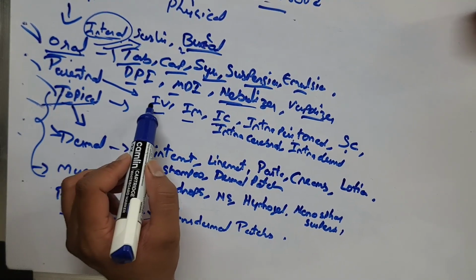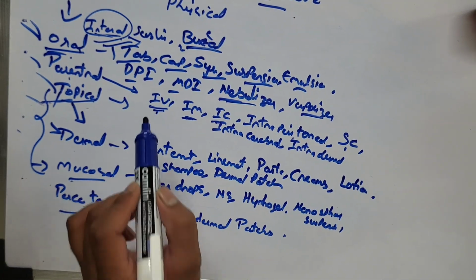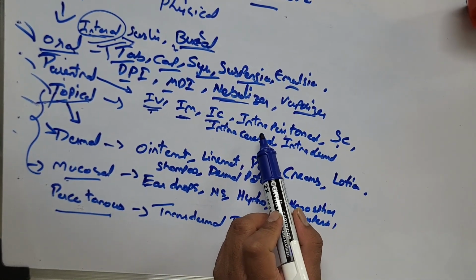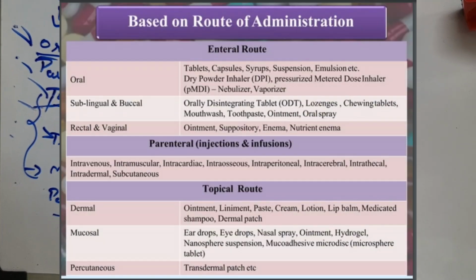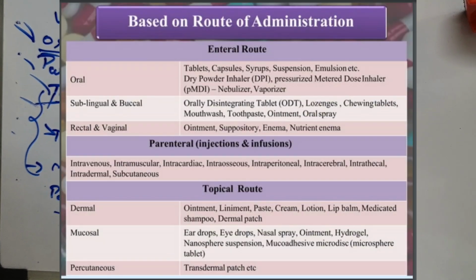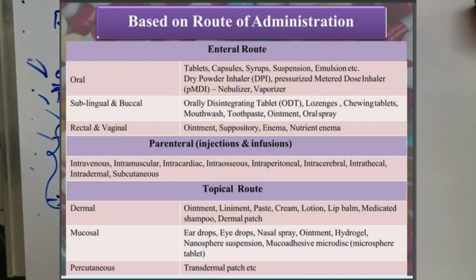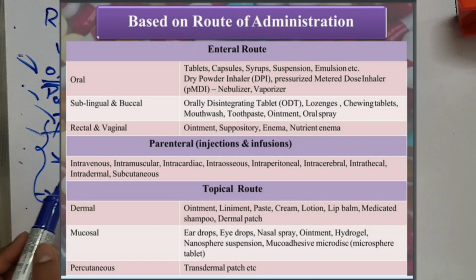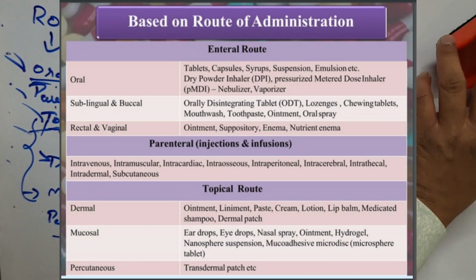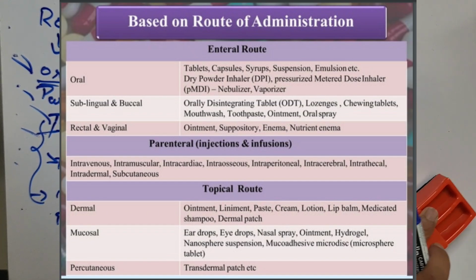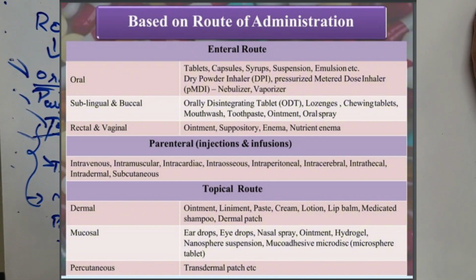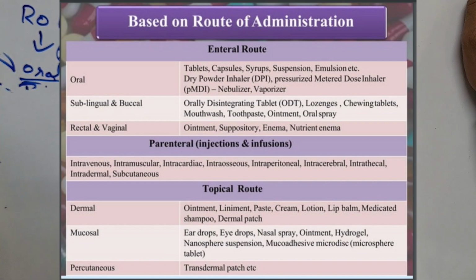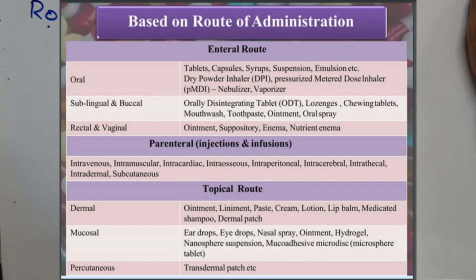Whereas parenteral: IV, IM, intravenous, intramuscular, intracardiac, intraperitoneal, subcutaneous, intracerebral and intradermal, right? And in the topical, there is dermal, mucosal, percutaneous. Understand until here? These are all based upon route of administration.